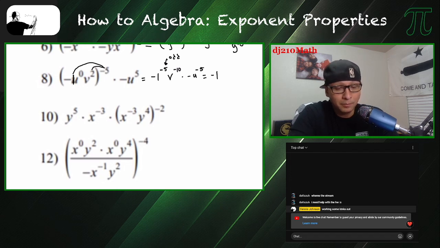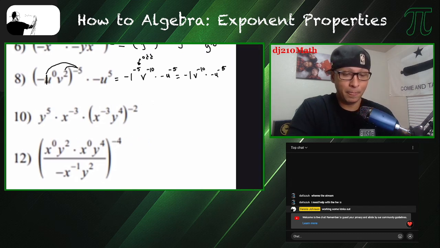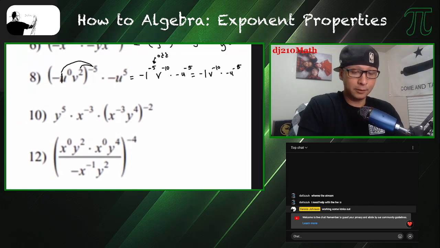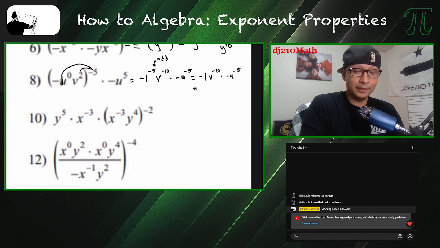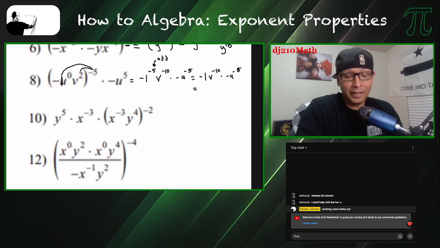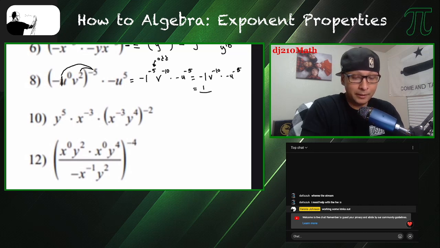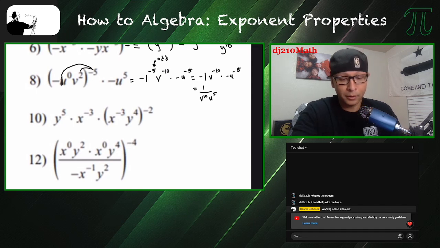So negative 1, v to the negative 10, times negative u to the negative 5. All right, a negative and a negative is a positive, so they pretty much cancel each other out. So positive, and the v and the u both have negative exponents, so they're going to be in the bottom of a denominator. So v to the 10th power and u to the 5th power. So 1 over both of those.